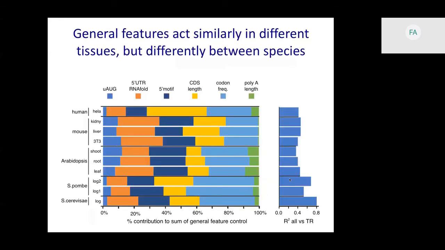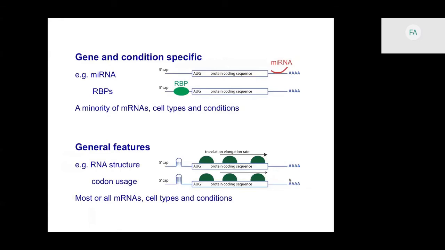Here I'm now showing you the relative contributions of each of the features to translational control. Between species, at least for some of these features, there are significant differences in the degree to which they exert control. But if you now look between tissues within a species, there are relatively little differences in their contributions, and this is shown for 3 tissues for mouse and 3 for Arabidopsis. And so this fits with the idea that the general features have a somewhat more constitutive role than the condition-specific control that is thought to be exerted by microRNAs.